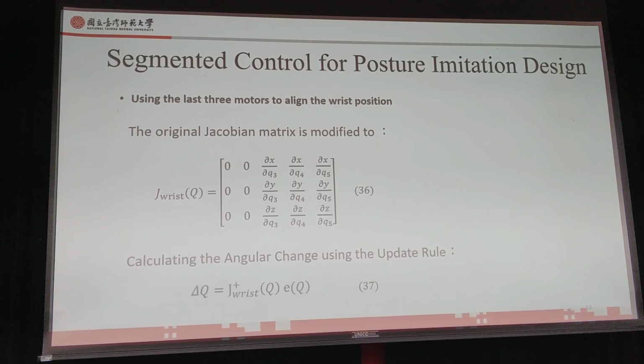Once the elbow is aligned, we shift our focus to the wrist, as shown in equation 36. We set the first two motors' partial derivatives to 0 to keep the elbow position fixed. The last three motors then take over to adjust the wrist position. The segmented approach simplifies the computation while significantly enhancing the stability and smoothness of the motion.